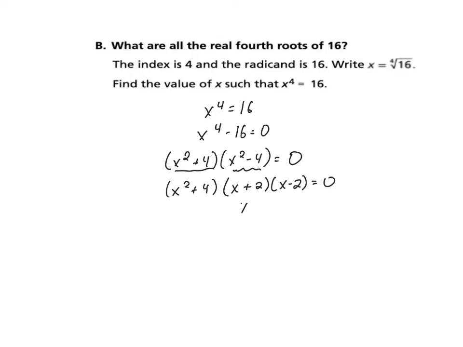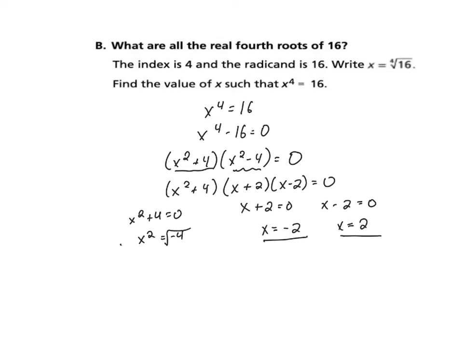Right here, we set these x plus 2 equals 0, x minus 2 equals 0. We get x equals negative 2, x equals 2 for solutions. And then we can also set x squared plus 4 equals 0. Well, you're going to get x squared equals negative 4, right? We can't take the square root of a negative number.